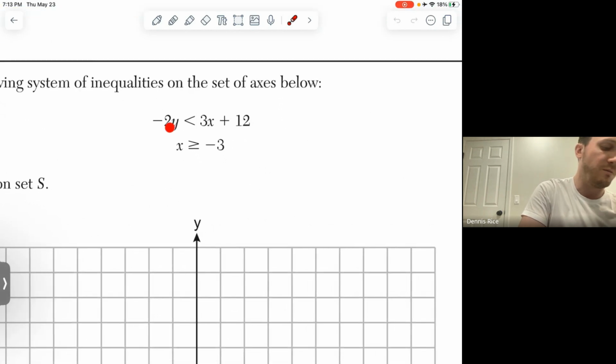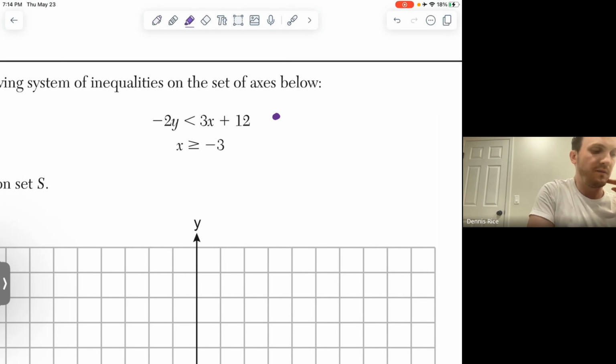So what we want to do with the top one, we want to get y by itself. So to do that, we would divide by -2. I highly, highly, highly recommend writing down your 4 bullet points. Okay. What is M? What is B? What type of line? Where are you going to shade?